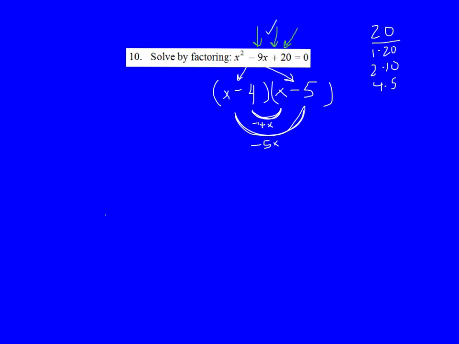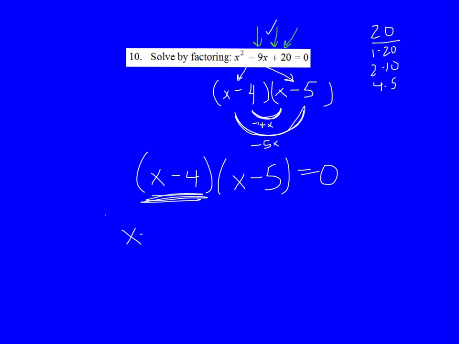So anyways, getting back, checking your work is always a good idea. But you have x minus 4 times x minus 5 equals 0. You just factored that. Now it becomes the problem we did on the last page, where you take the first piece, x minus 4, and set it equal to 0. And the second piece, x minus 5, set it equal to 0.